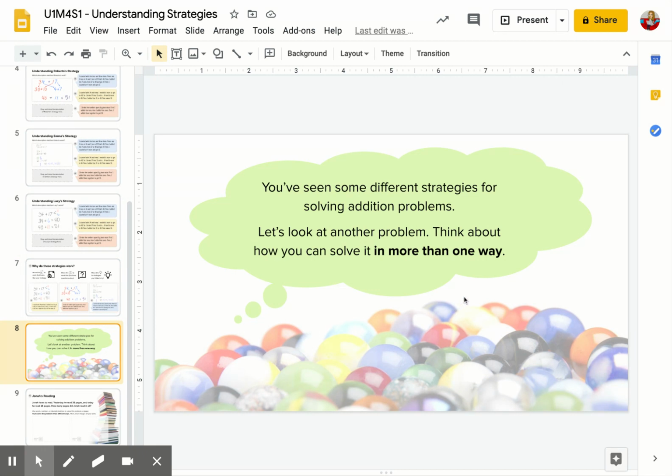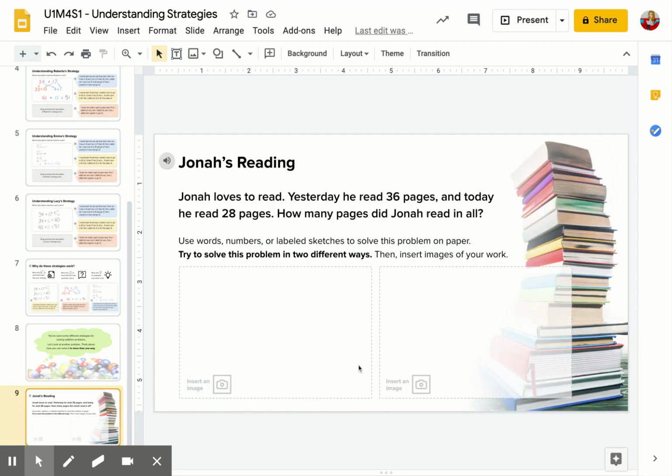Now that you've seen some different strategies for solving addition, let's look at another problem and think about how you can solve it in more than one way. So here's a tricky thing. All right, Jonah's reading. Jonah loves to read. Yesterday he read 36 pages and today he read 28 pages. How many pages did Jonah read in all?